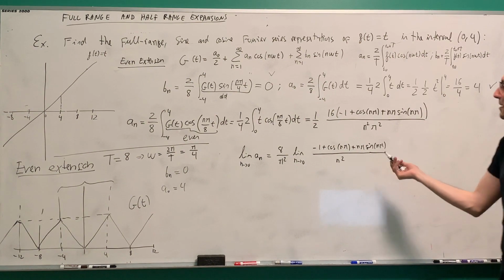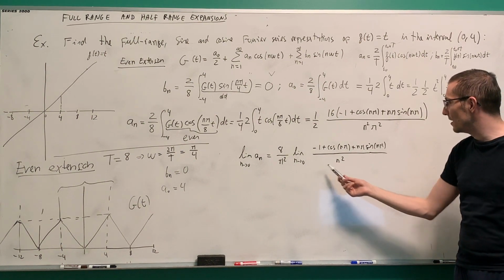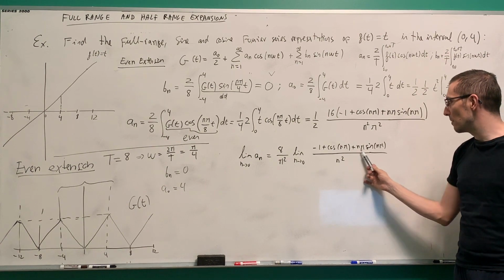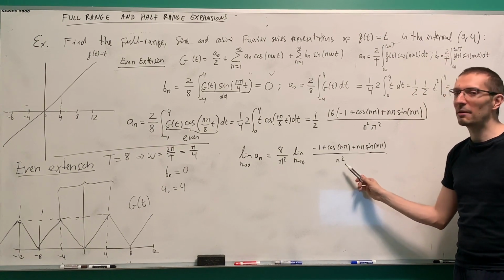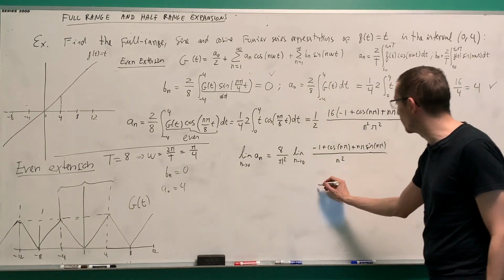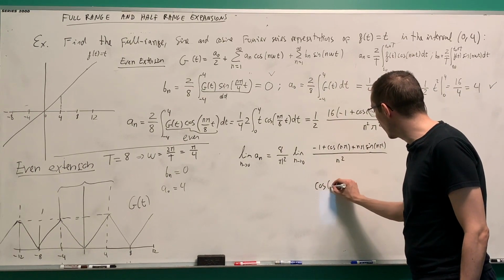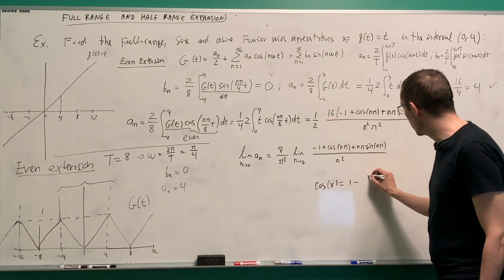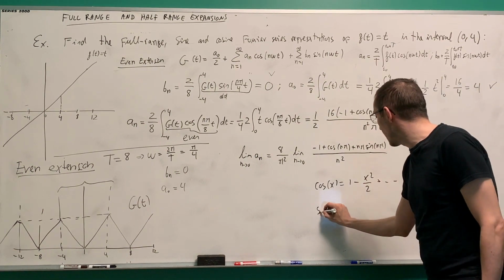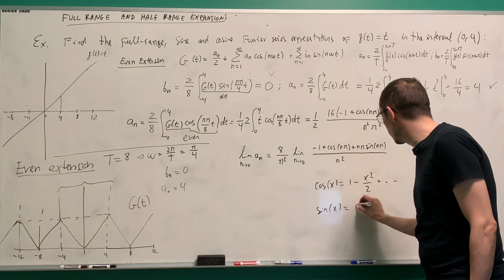Now, this limit is an indetermination. If you just substitute n, you get minus 1 plus the cosine of 0, which is 1, 0, plus 0, 0, divided by 0, indetermination. You can do L'Hopital if you want. I'll do a Taylor expansion, remembering that the cosine of x is 1 minus x squared divided by 2, plus other things that I don't need. And the sine of x is equal to x.